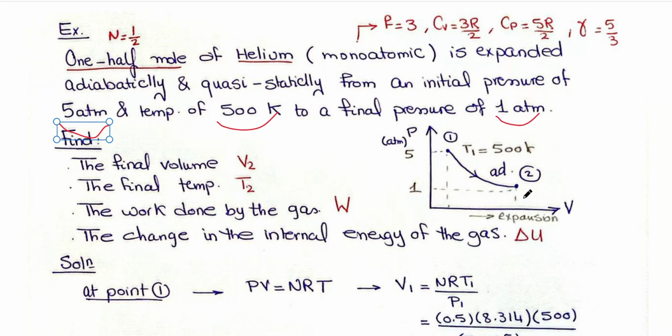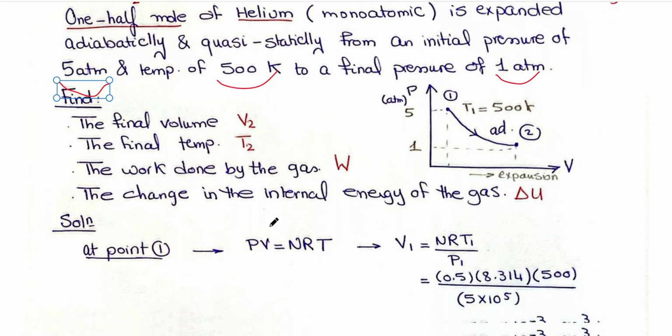I will sketch a small sketch in the PV diagram. The initial pressure is 5 and the final is 1. So this is point 1 and this is point 2. And it's an adiabatic expansion. The temperature at 1 is 500 Kelvin. We have to find the final volume V2, the final temperature T2, the work done, and the change in internal energy delta U. Let's start solving.